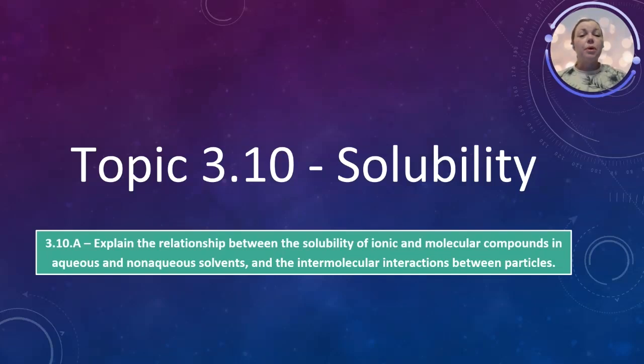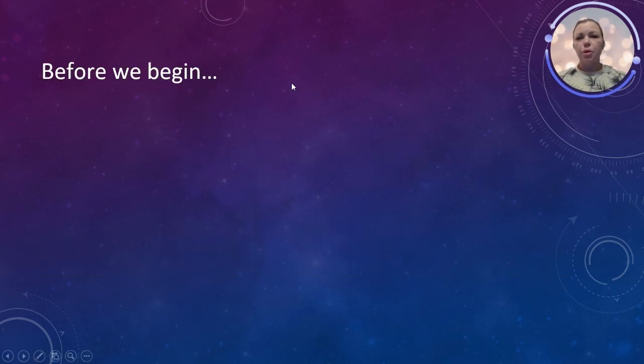Hello AP Chem students and welcome to topic 3.10, solubility. The learning objective here is 3.10.a. Explain the relationship between the solubility of ionic and molecular compounds in aqueous and non-aqueous solvents and the intermolecular interactions between particles. So let's get into it.